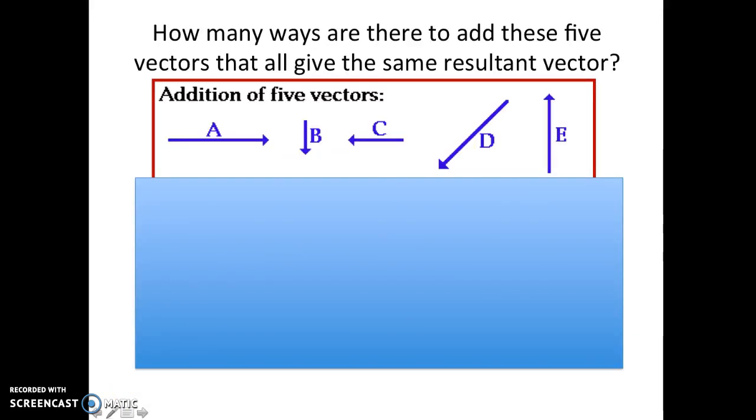Okay, so I just want to finish by asking you to take a look at these 5 vectors and find out how many ways you can come up with to combine them in vector diagrams that will give the same resultant vector. Thank you.